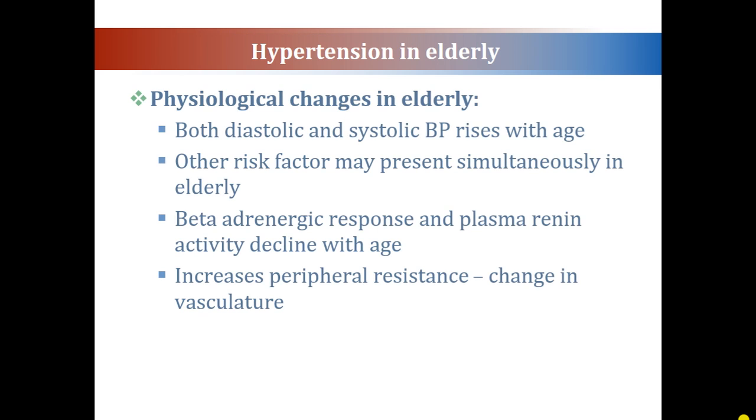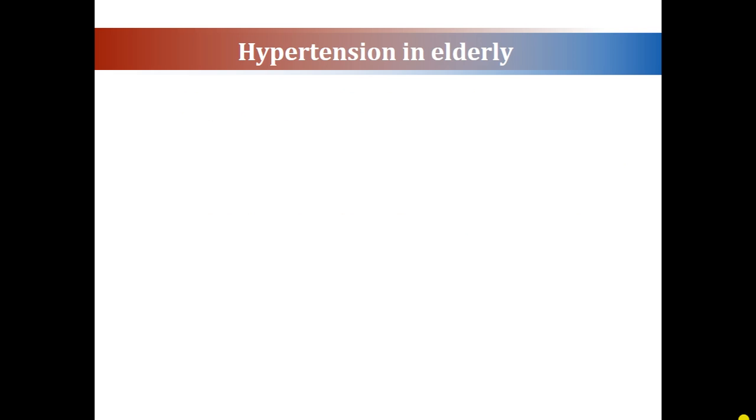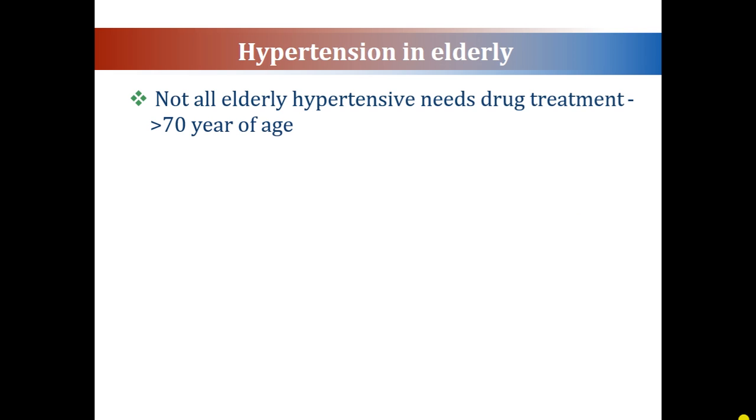Then comes hypertension in the elderly. Physiological changes occur in the elderly, that is, both diastolic and systolic BP rise with age. Other risk factors may be present simultaneously in elderly patients, like beta adrenergic response and plasma renin activity declining with age, and increased peripheral resistance because of the change in the vasculature along with the aging process. Not all elderly hypertensives need drug treatment. People more than 70 years of age usually have some amount of higher blood pressure.